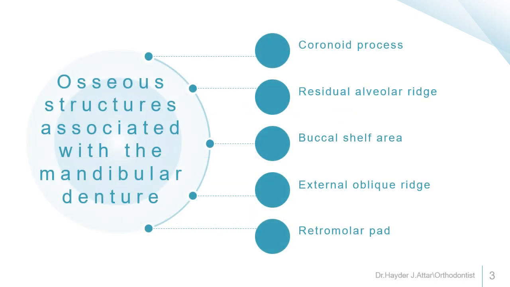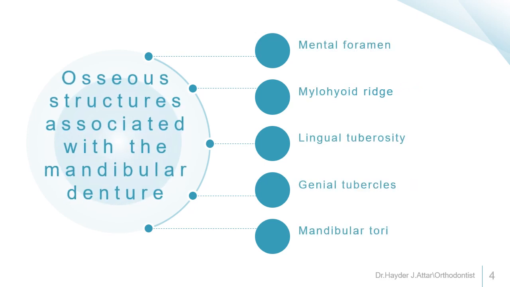The bony structures associated with the mandibular denture include the coronoid process, residual alveolar ridge, buccal shelf area, external oblique ridge, retromolar pad. In addition, the mental foramen, mylohyoid ridge, lingual tuberosity, genial tubercle, mandibular tori.